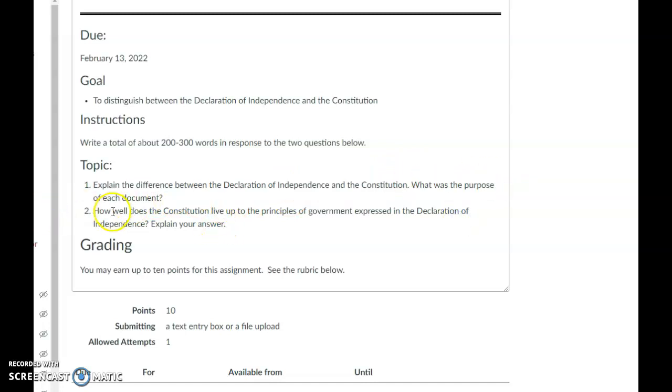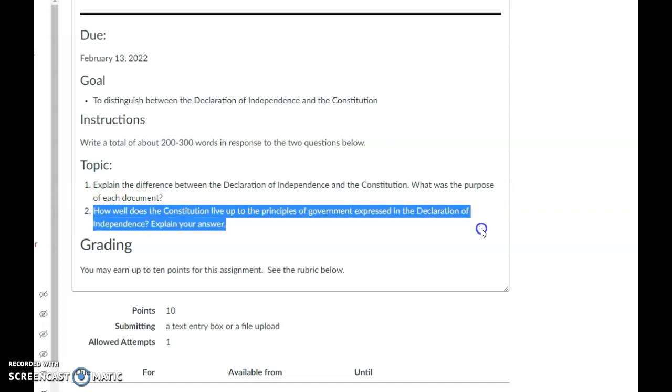And then the second question is, how well does the Constitution live up to the principle of government expressed in the Declaration of Independence? How does the Constitution protect liberty? Does the Constitution protect liberty? If so, how? These are just suggestions. Just give me an example. How does it protect liberty? How does it allow the pursuit of happiness? How does it live up to the idea of equality? You might think of the 3/5 compromise as falling a little bit short of that principle.